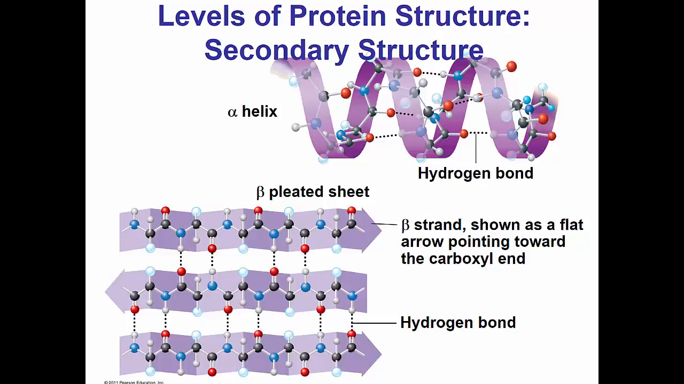Another thing that I should point out is that beta-pleated sheets can come in two flavors. If these beta strands run in opposite directions, they're what's known as an anti-parallel beta-pleated sheet. Whereas if these strands were running in the same direction from N terminus to C terminus, that's what's known as a parallel beta-pleated sheet.